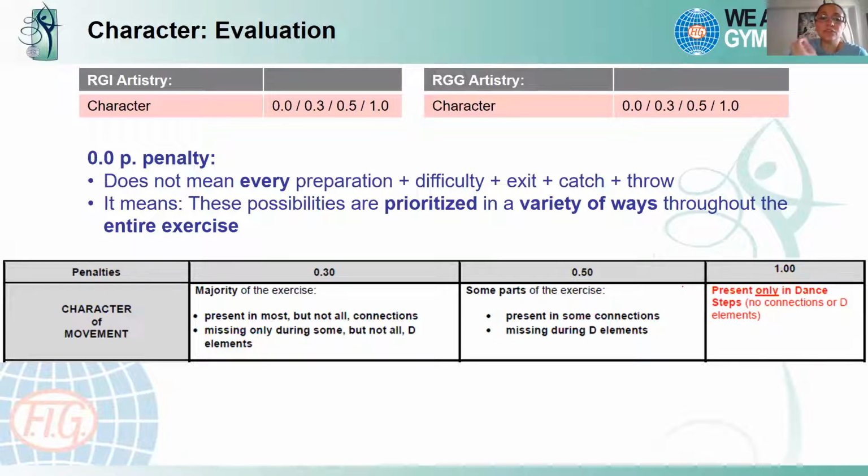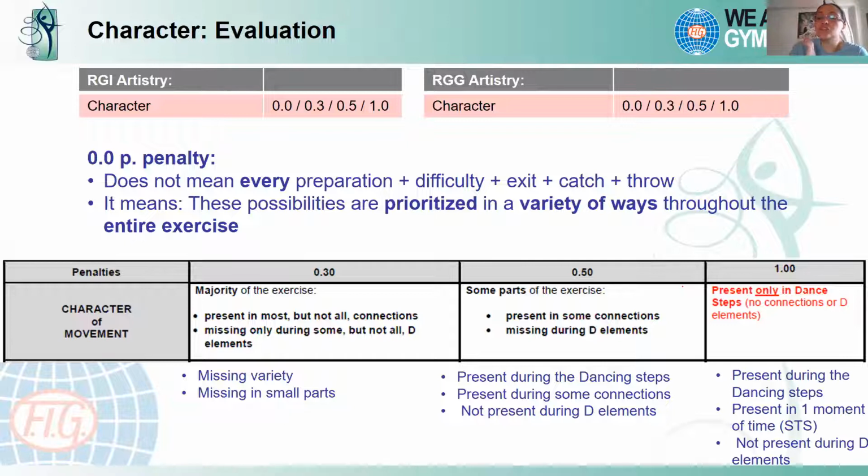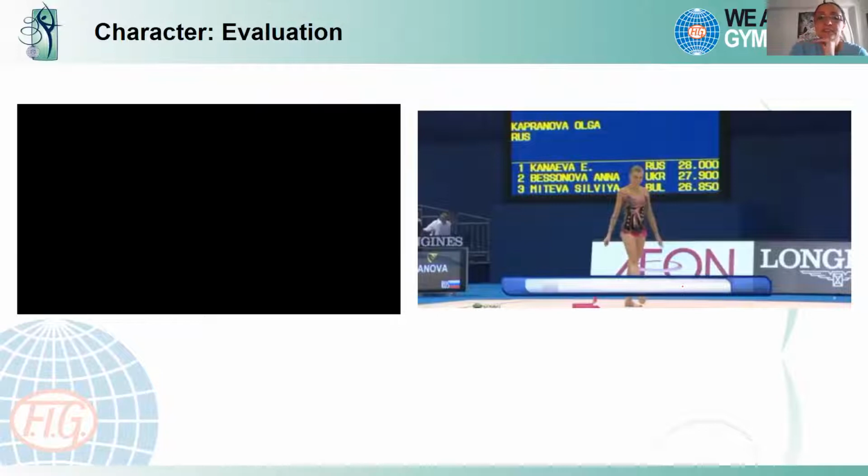So we have 0-3, majority of the exercise when present in most, but not all connections. Missing only during some, but not all the elements, like she's doing in the elements does not mean only body difficulty. The elements means the A and the R. 0-5, present in some connection, missing during the elements. Present only during the dance steps. So this is character. Let's see two examples for evaluation of character.